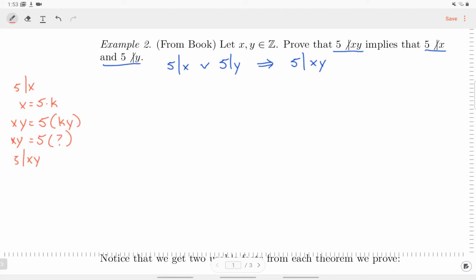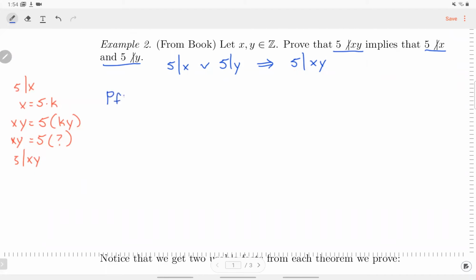What about the other case with 5 divides y? It's going to look exactly the same. I'm just going to multiply by x in the middle. So I have a choice. I can use without loss of generality, or I can use similarly, or I can write out both cases. I'm going to use without loss of generality.